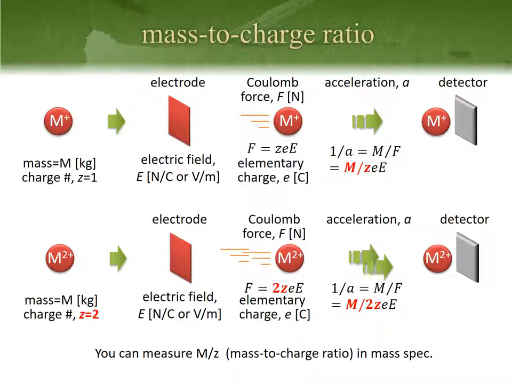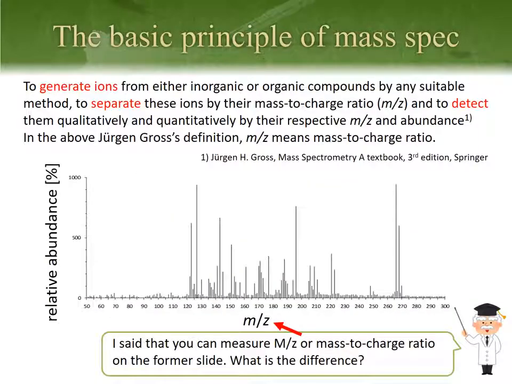But, in the case where the charge number is 2, the Coulomb force can be described as double zeE. Namely, the ion is pushed forward by the double force, compared with the case where the charge number is 1. And the inverse acceleration is equal to m over double zeE. Please be notified that small e is the elementary charge, which is a constant, and that you can set electric field, E. So, you can measure m over z, or mass to charge ratio in mass spec.